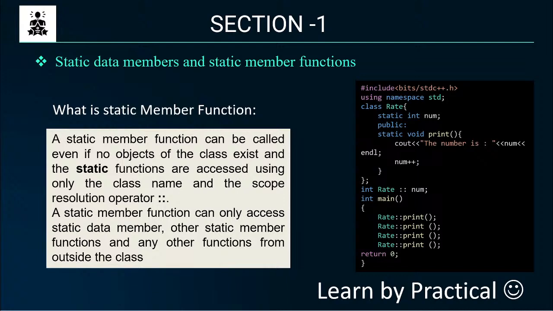The MCQ can be related to something like that: what will be the initial value of static data members? That will be 0. Initially the program itself provides the 0 value inside that static data member.